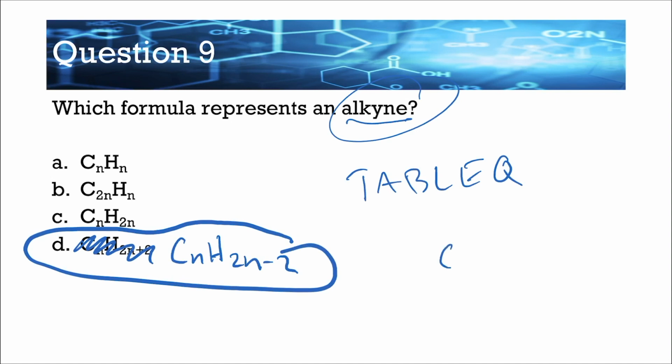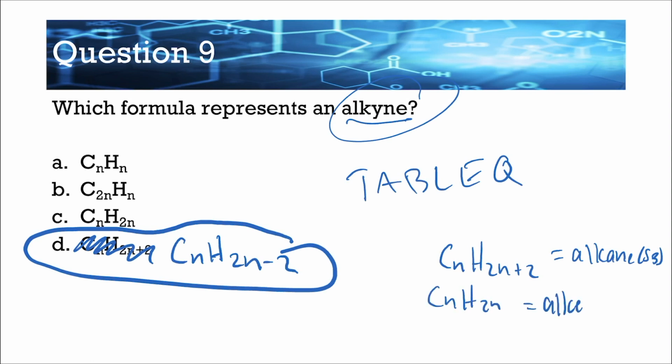So just to recap, CnH2n plus 2, that is an alkane with single bonds. CnH2n, that is an alkene, which is double bonds. And CnH2n minus 2 is an alkyne, a triple bond. Okay.